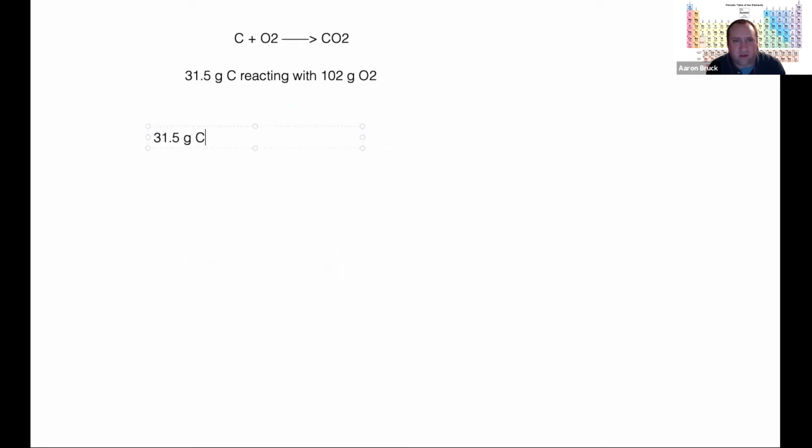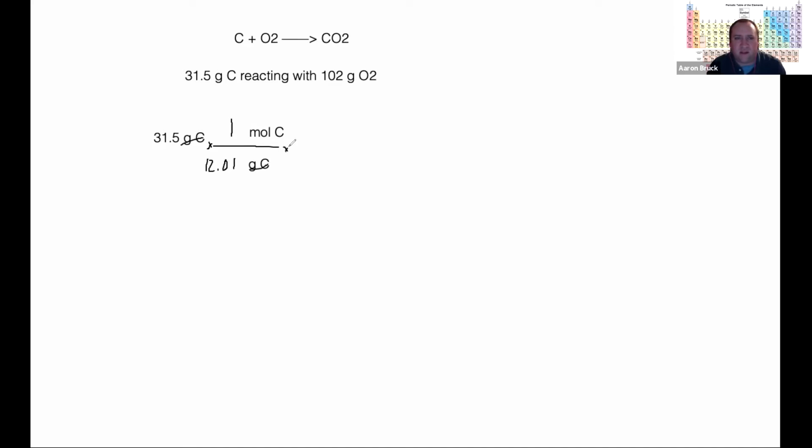So let's start with our grams of carbon. And we know that our first step, if we follow our mole map, is going to be to convert those grams of carbon into moles of carbon. The ratio we get from our periodic table: 1 mole of carbon is 12.01 grams of carbon. My grams of carbon cancel.